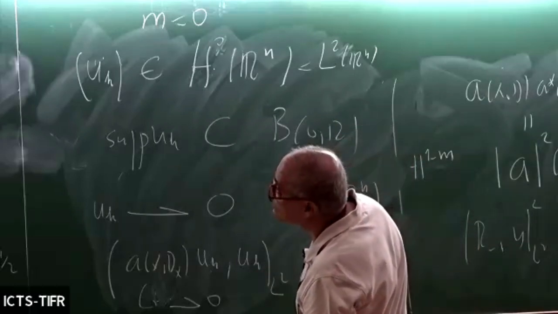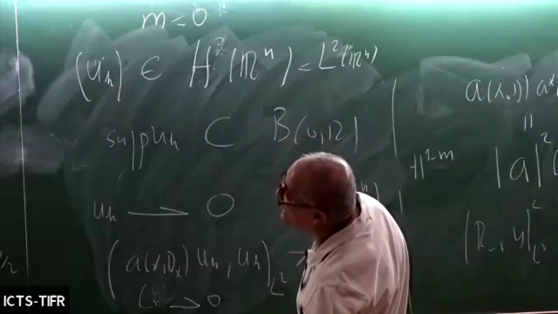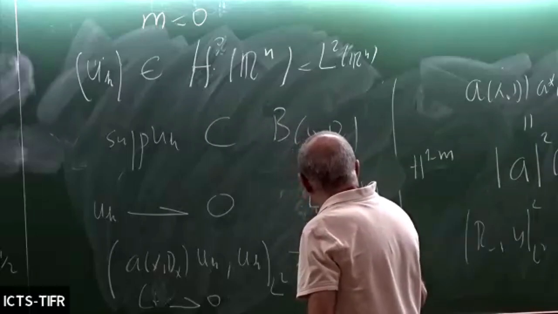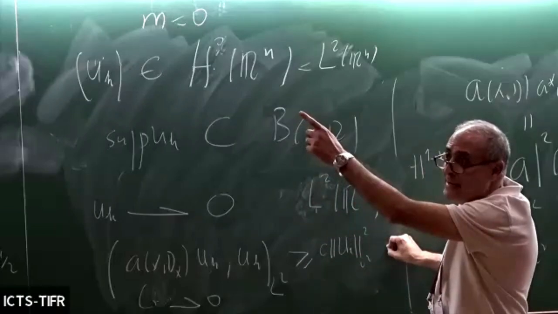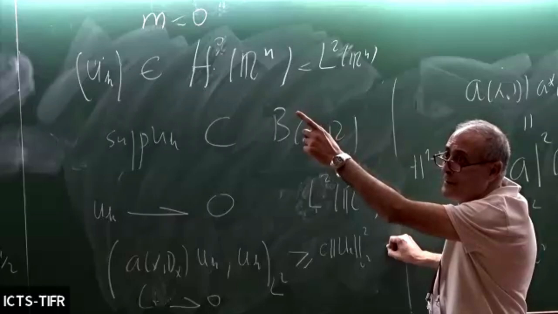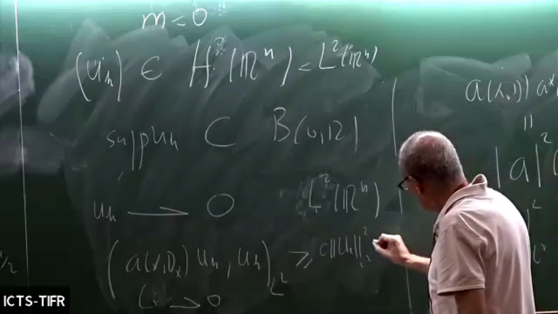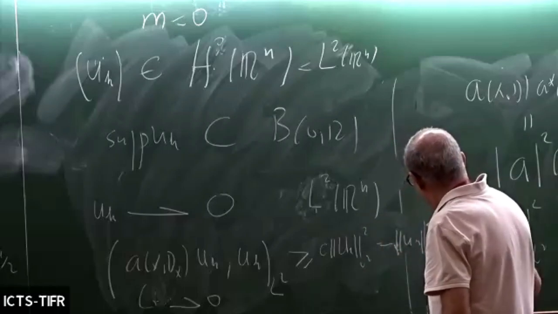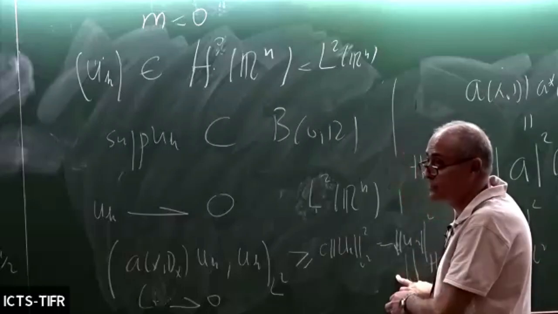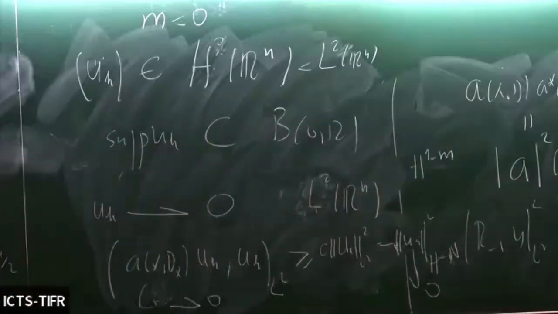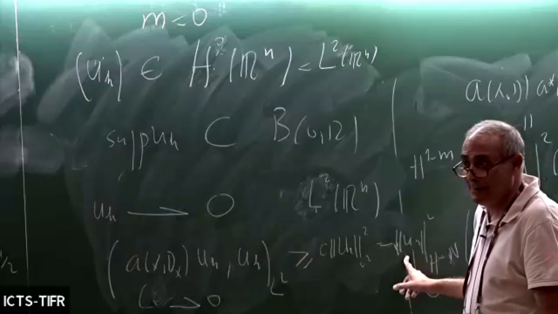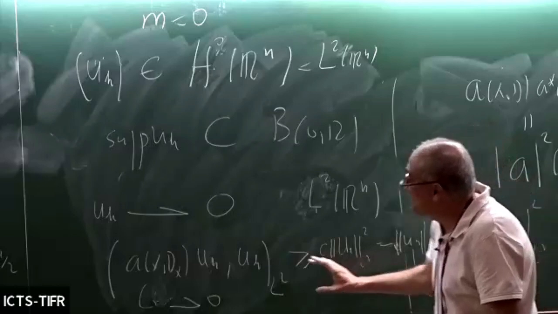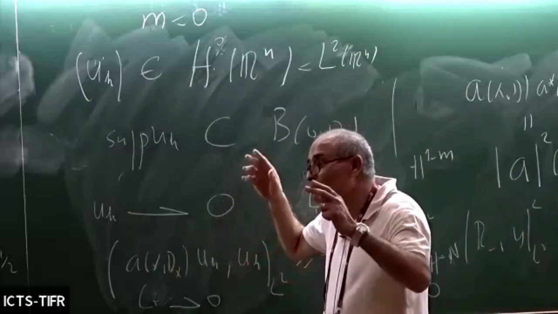And this is larger than a constant times the norm of UK in L2. But this quantity now is minus Cn times the H minus N norm of U. It will go strongly to zero, because it converges weakly to zero in L2, so strongly to zero in H minus N. You don't see this term. So this quantity is almost positive.